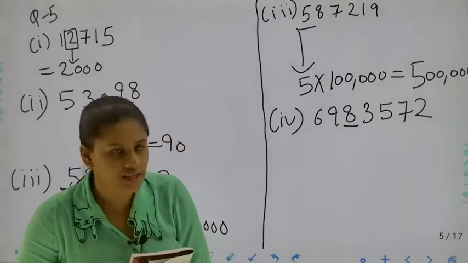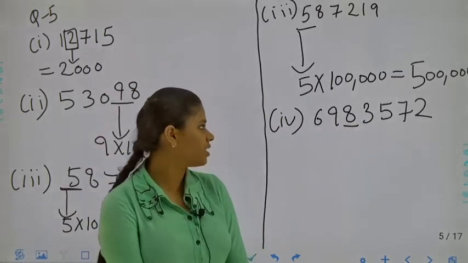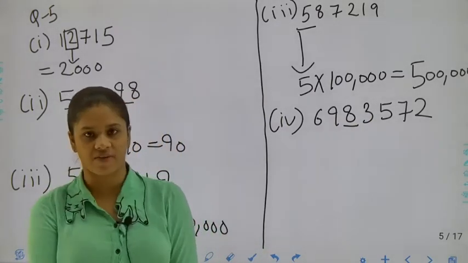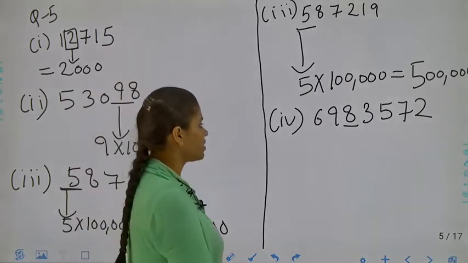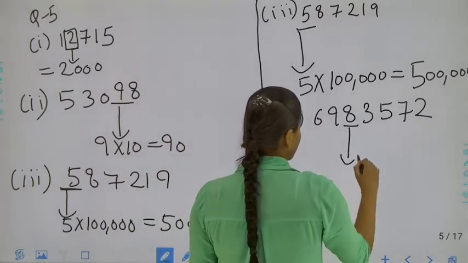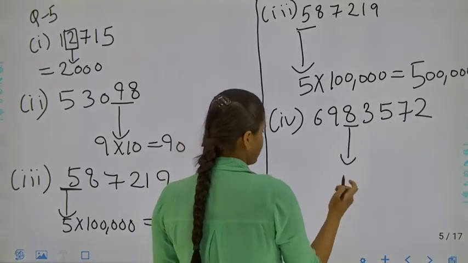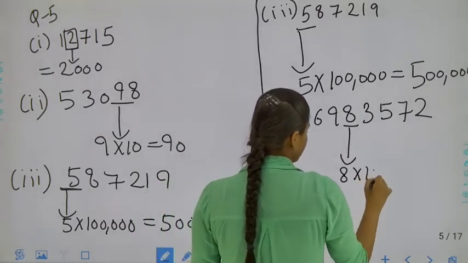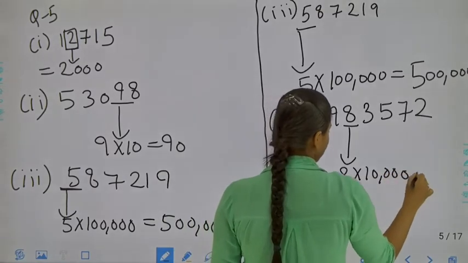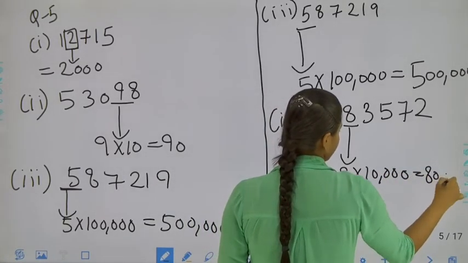Six, nine, eight, three, five, seven, two, ones, tens, hundred, thousand, ten thousand, lakh, 10 lakh. That is 69,83,572. We have to tell the place value of 8. That is ones, tens, hundred, thousand, ten thousand. 8 into 10,000. That is 80,000.